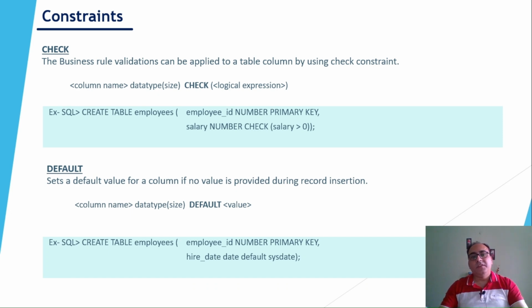Here, we are creating table employees. Employee ID is primary key. Hire date is another column, and by default, we are inserting sysdate. It means if we are not defining a value for this particular column, by default, the system will insert sysdate. So that's the concept of default value. If you are not defining any value at the time of insertion, and a default constraint is there, it will ensure that whatever default value is defined will be inserted into the table.